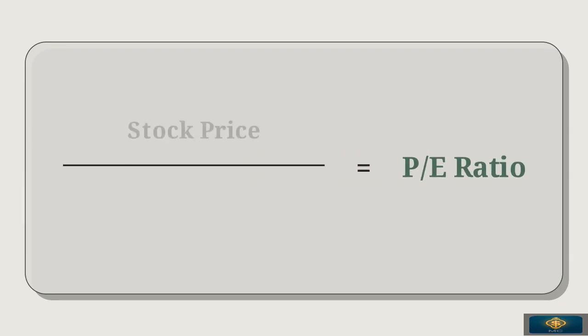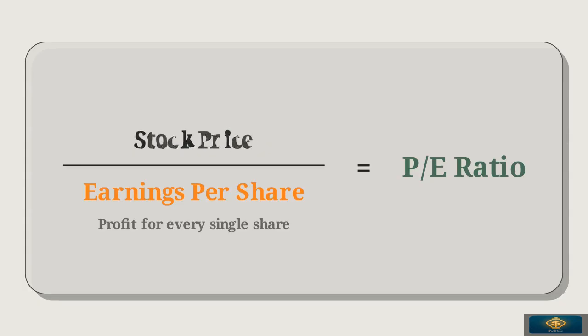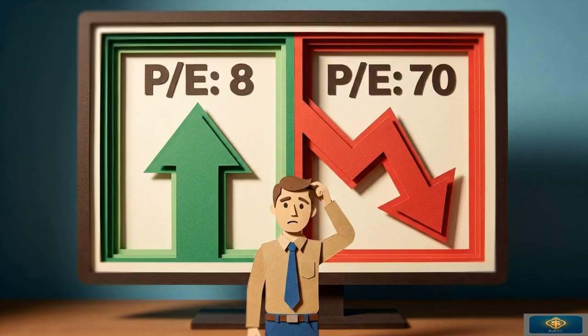To calculate it, you take the stock price and divide it by the earnings per share, the profit the company makes for every single share. If a stock costs $20 and the company earns $2 per share, you have a PE ratio of 10. Many beginners assume that a low number is always a great deal, and a high number is a mistake.